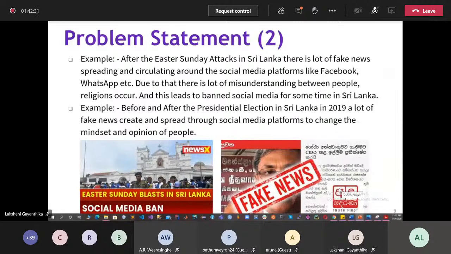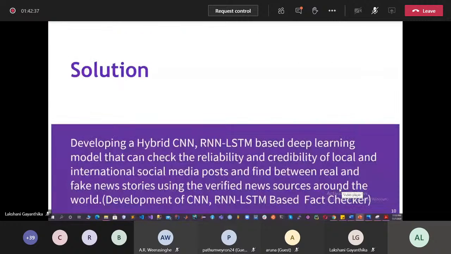And this is the solution I am going to propose from my research study: developing a hybrid convolutional neural network, recurrent neural network, long short-term memory-based deep learning model that can check the reliability and credibility of local and international social media posts and distinguish between real and fake news stories using the verified news sources around the world. Basically, it's a development of a CNN, RNN, LSTM-based fact checker.